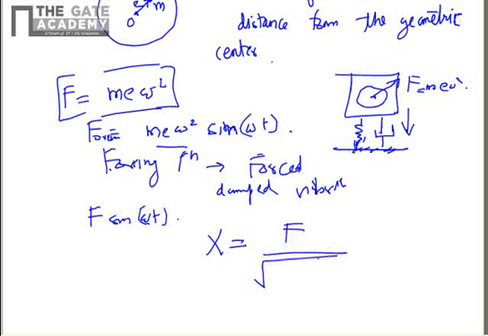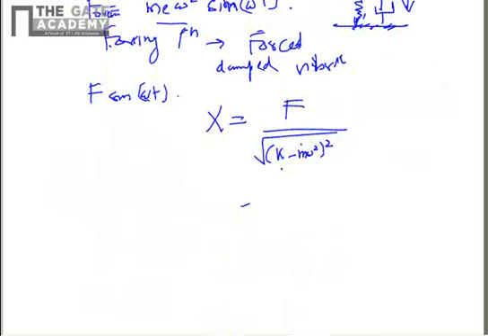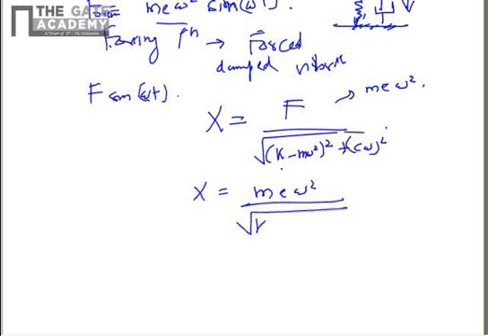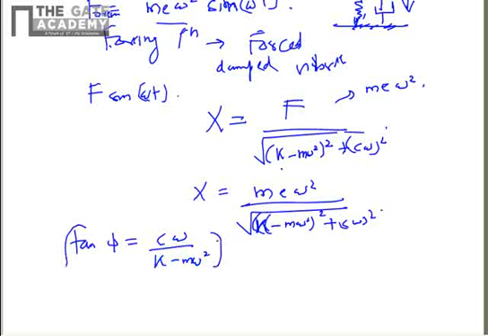Since the forcing is now also a function of omega square, you get your displacement, which was equal to F divided by the square root of (k minus m omega square) whole square plus (c omega) whole square. Here F is now equal to m e omega square. So x will be equal to m e omega square divided by the square root of (k minus m omega square) whole square plus (c omega) whole square, and the phase angle tan phi is equal to c omega by k minus m omega square. That remains the same, that doesn't change. So only the forcing changes, so the displacement changes.